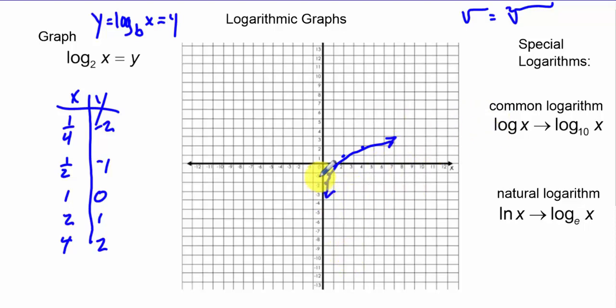Now you'll notice that we can never have a negative log, because what power of a positive 2 would give you a negative number? That's never going to happen. So this will never go to the negative side. So the domain's always greater than 0. So this actually has basically a vertical asymptote, if you will.